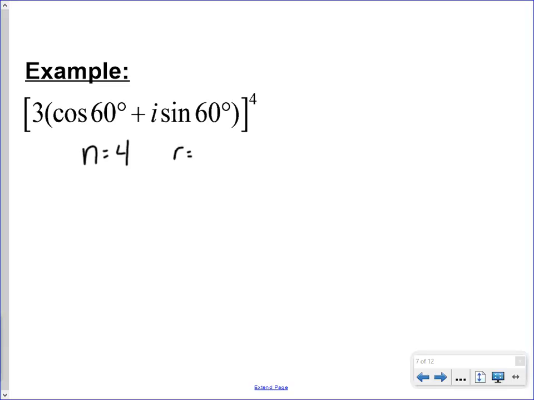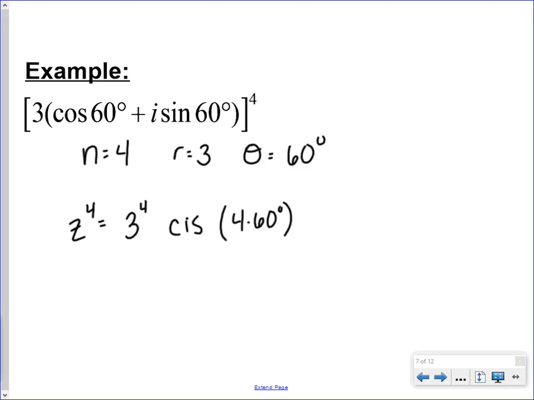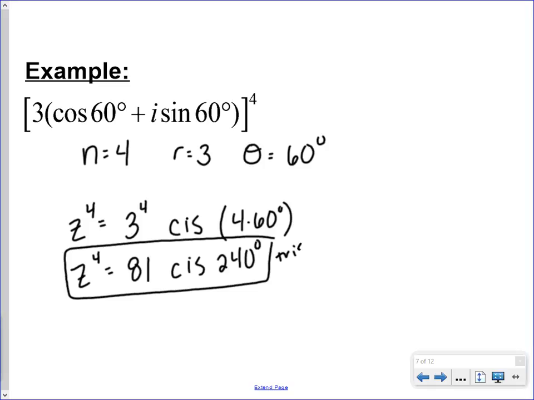n equals 4, r equals 3, theta equals 60. Remember, n is the power that you're raising the complex number to. Using De Moivre's, we're going to say z to the 4th is r to the n, 3 to the 4th, cis, n times theta, that would be 4 times 60. So z to the 4th equals, I saw this as I walked around the room, 81 cis 240. That would be your trig form answer.